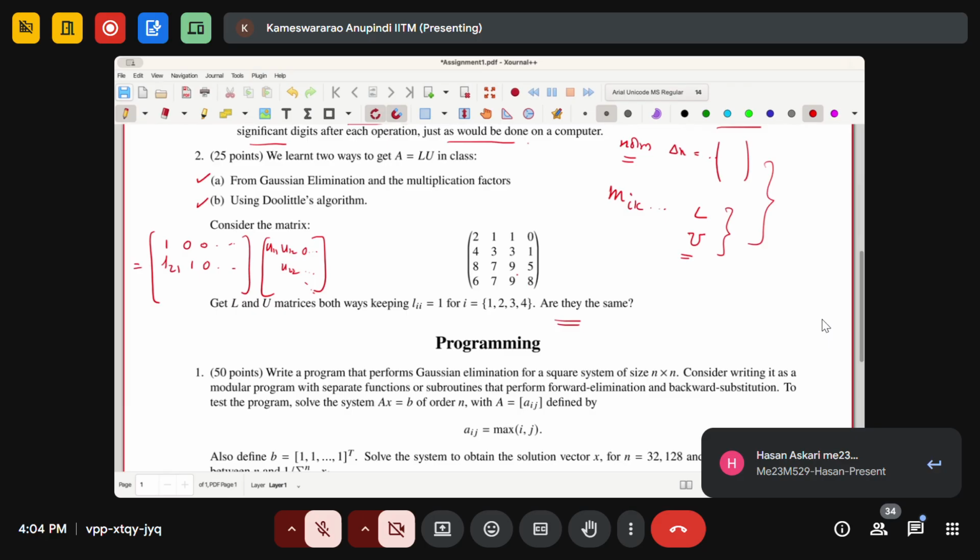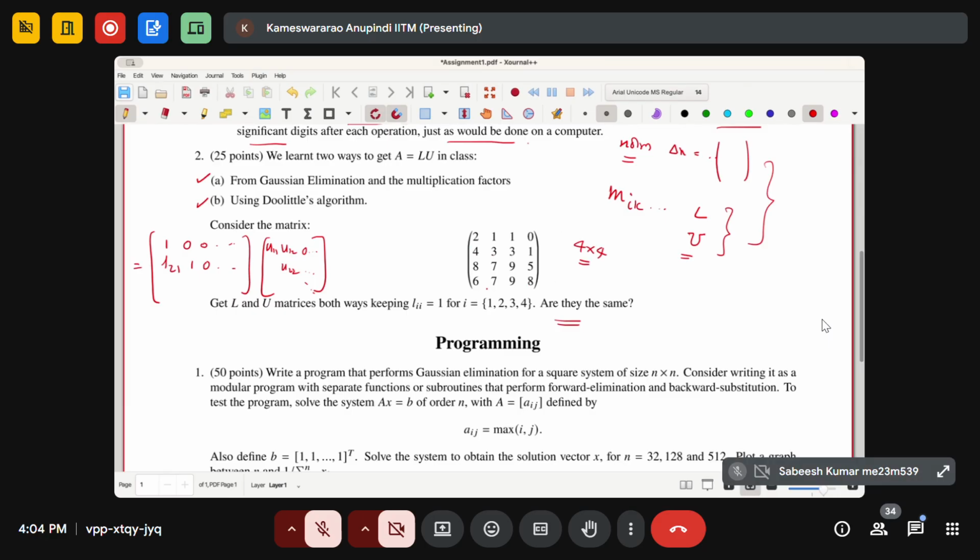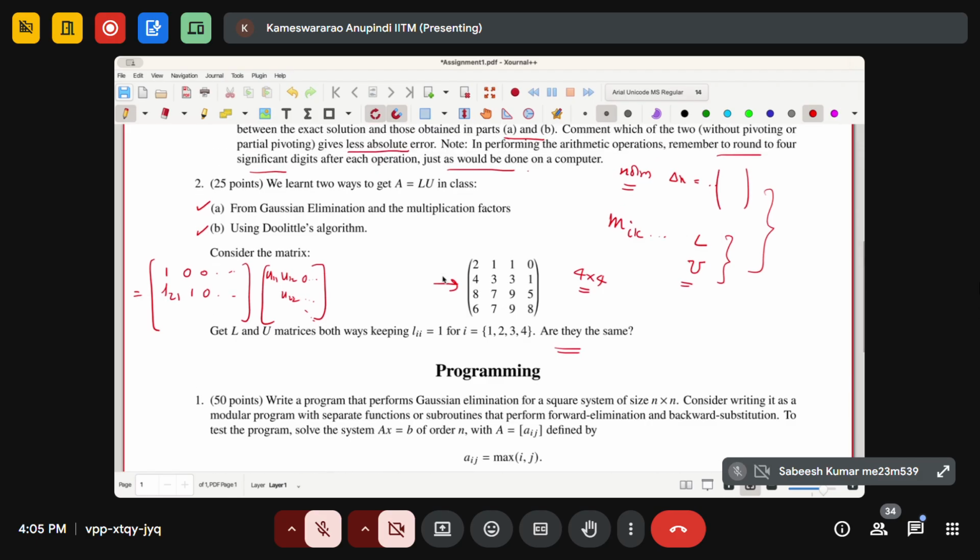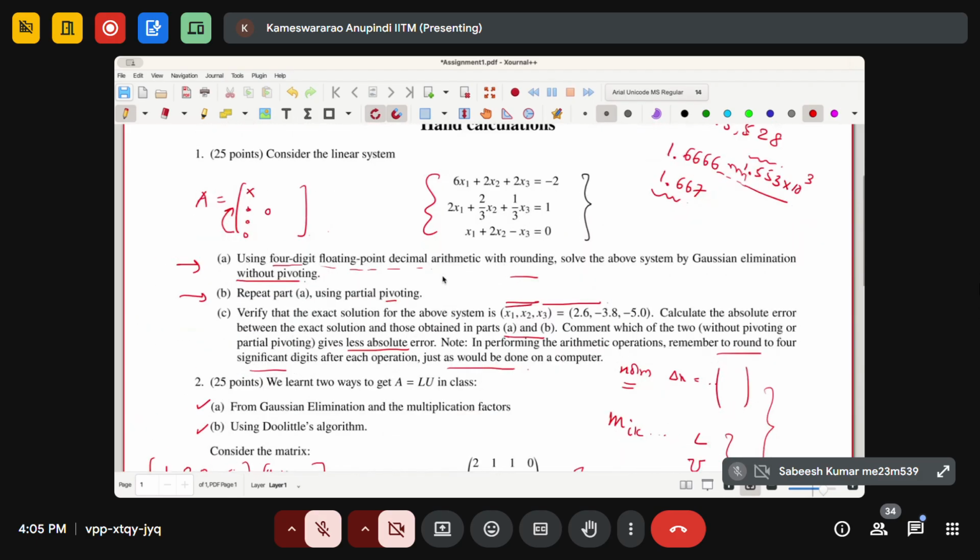So that is the second problem. It's just that it is a 4x4 matrix. That should be straightforward because it's only with respect to multiplications and Gaussian elimination. Those are the 2 hand calculations which carry 25 points each.